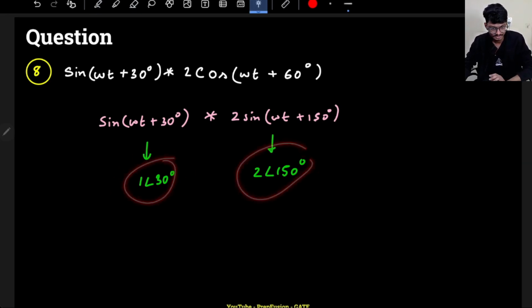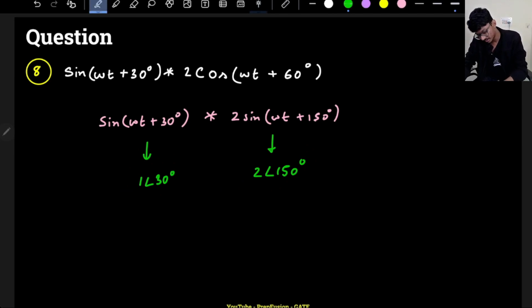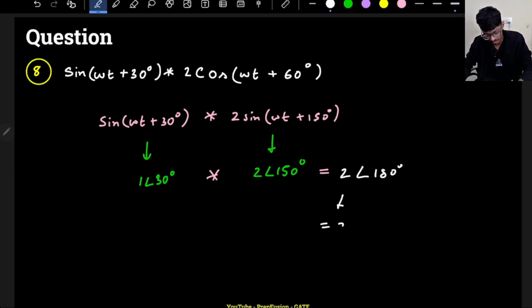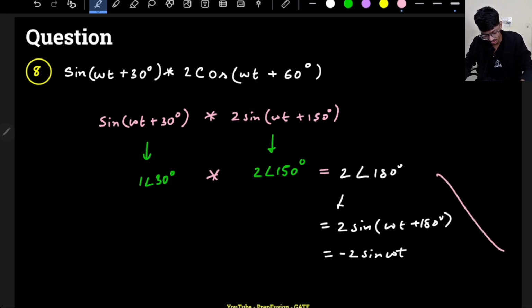So if that is the case, now if I multiply these two phasors, is this allowed? Basically what I will get if I multiply, again it will be 2 angle 180, correct? So if I reconstruct back to my sinusoid, it will be 2 sine omega t plus 180, or it will be minus 2 sine omega t. Now is this correct? No, this is totally wrong.